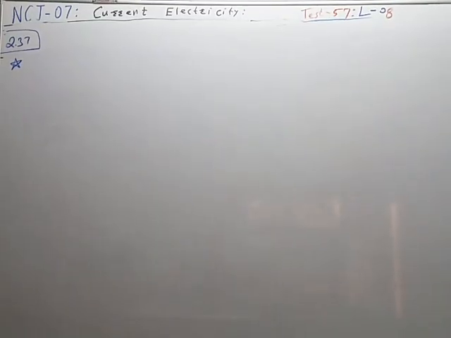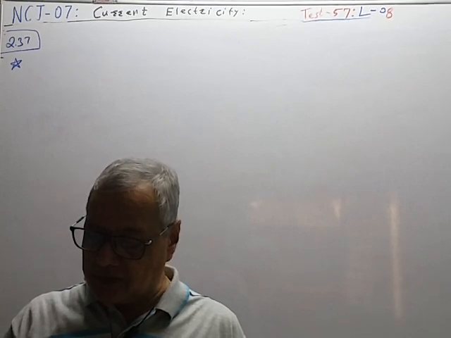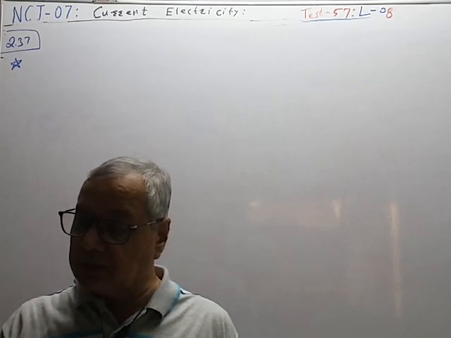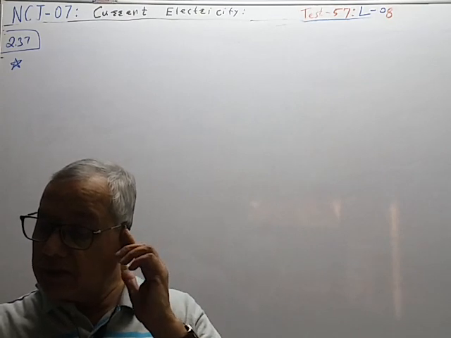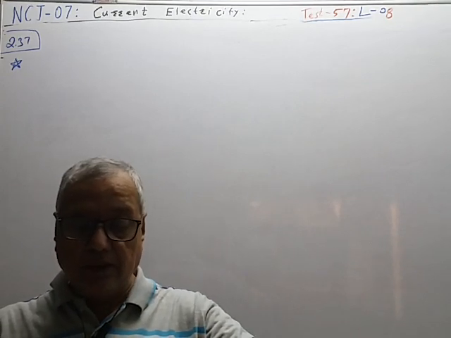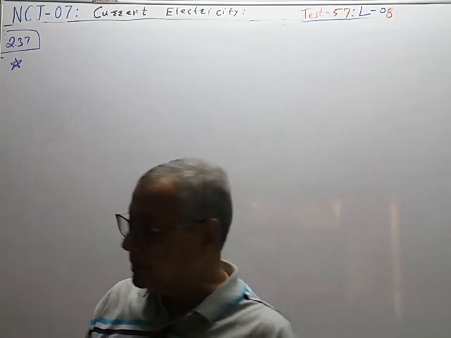37. 2, 4 and 6 Siemens are the conductance of three conductors. When they are joining in parallel, their equivalent conductance will be. The conductance हा resistance reciprocal असतो. हा basic formula आपल्याला माहिती पाहिजे.